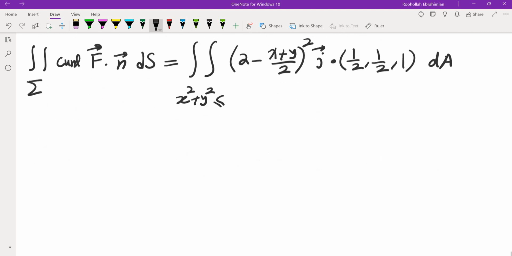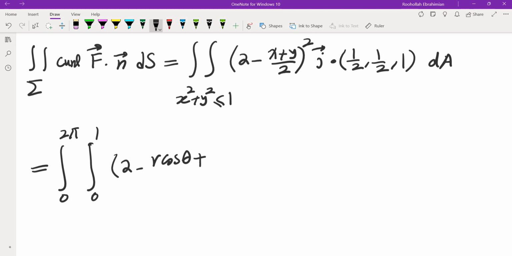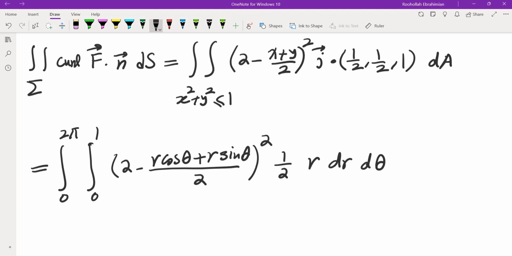Now they said turn this into an iterated integral, so we'll have to turn this into polar. So 0 to 1, 0 to 2 pi, 2 minus (r cosine of theta plus r sine of theta) all over 2, squared, multiplied by 1/2, r dr d theta. So that would be our final answer. I will see you in the next video.